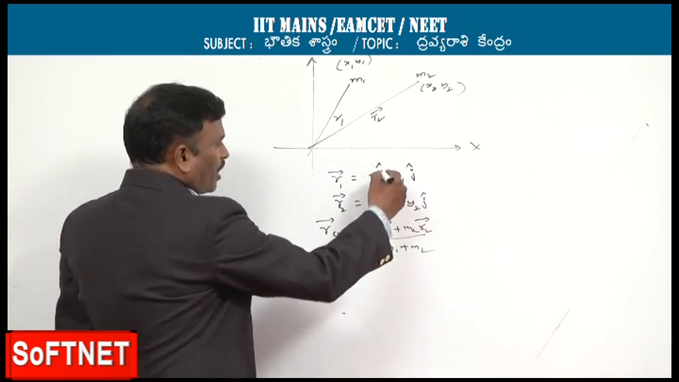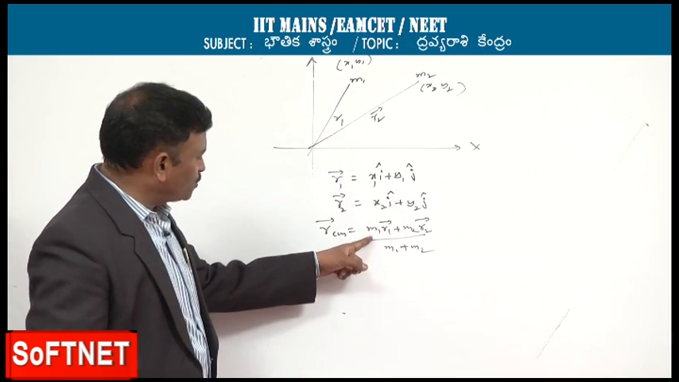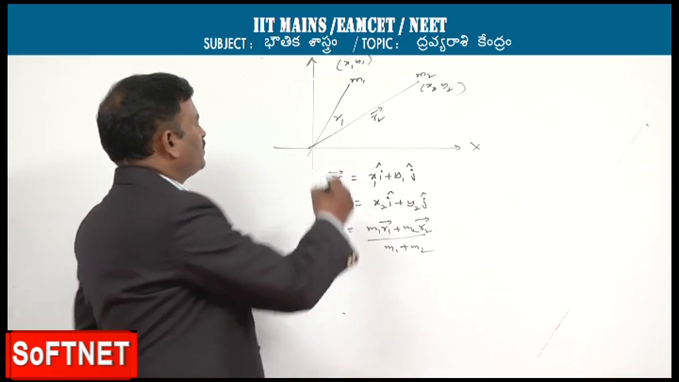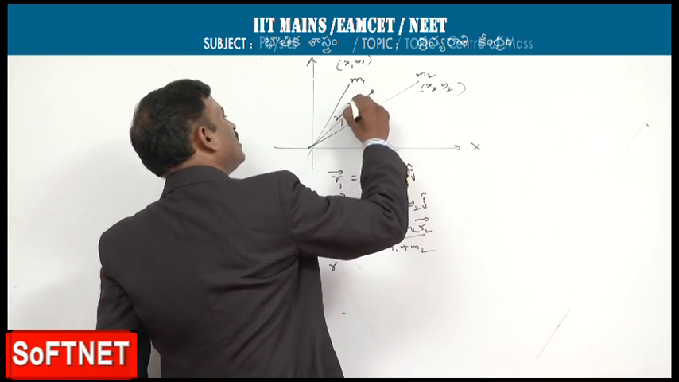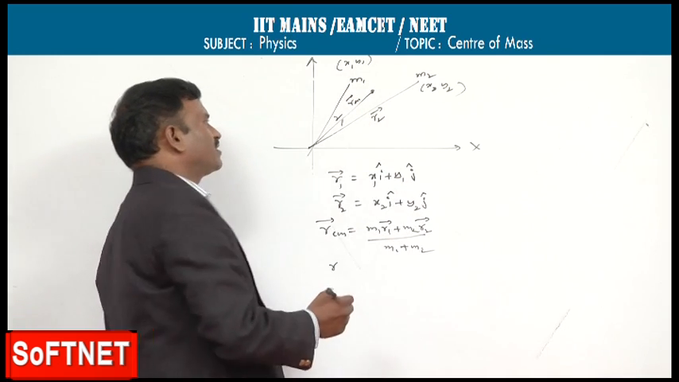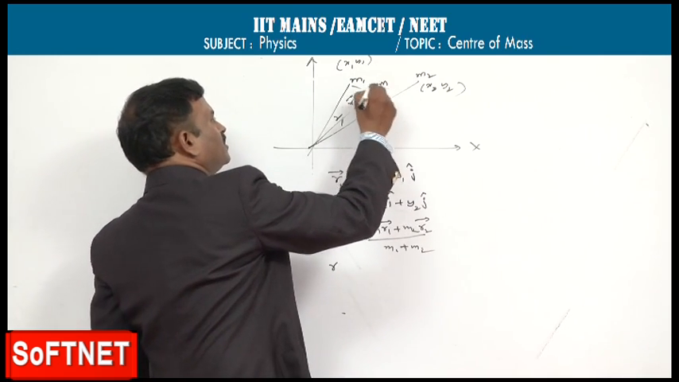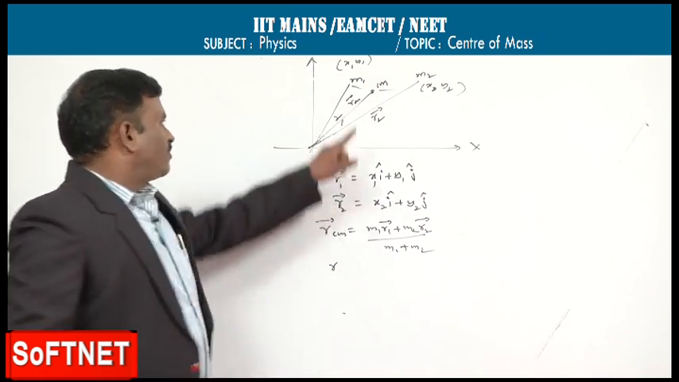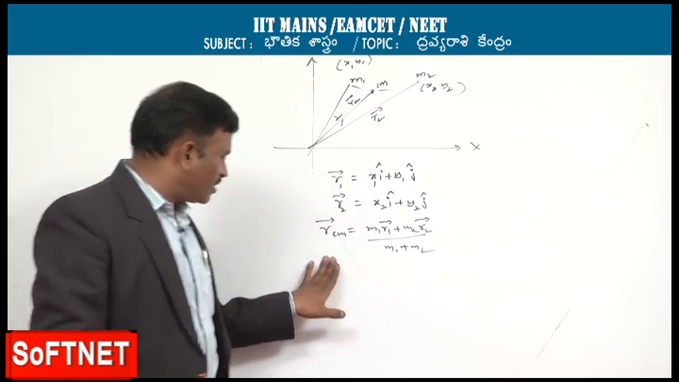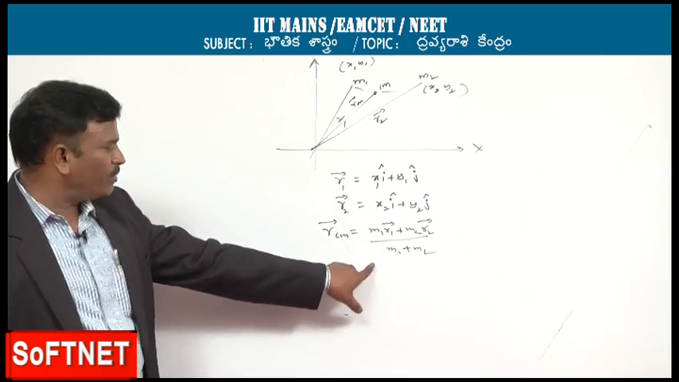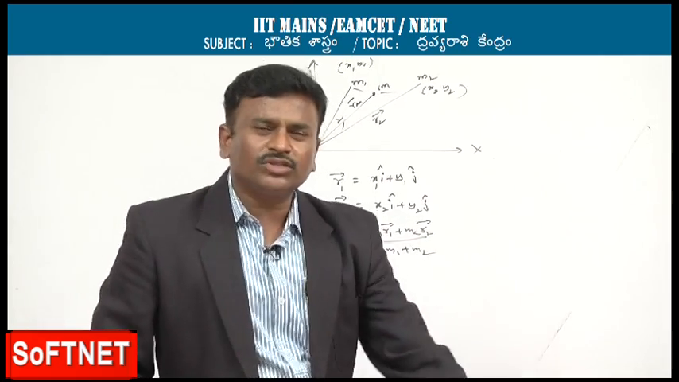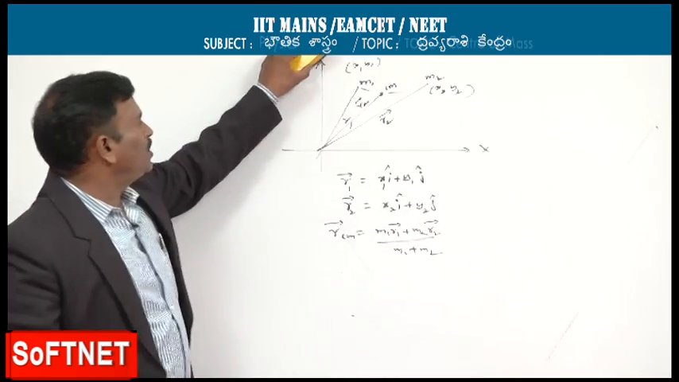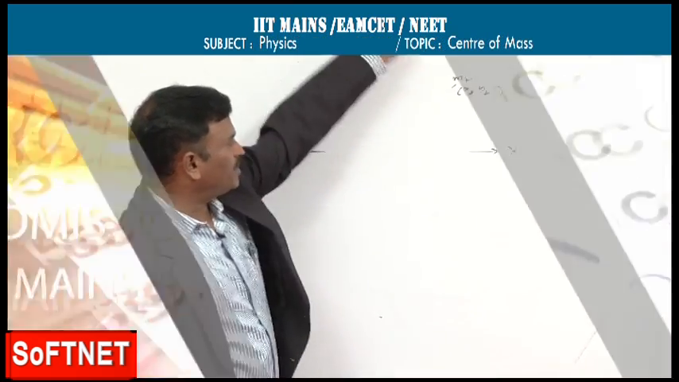Now r1 and r2 individually we know, and by substituting we will get the center of mass of the resultant, that is RCM will be obtained. This is the center of mass of these two bodies. From there we can obtain RCM is equal to m1 r1 plus m2 r2 by m1 plus m2. It is the position vector of the center of mass of the two-dimensional system.